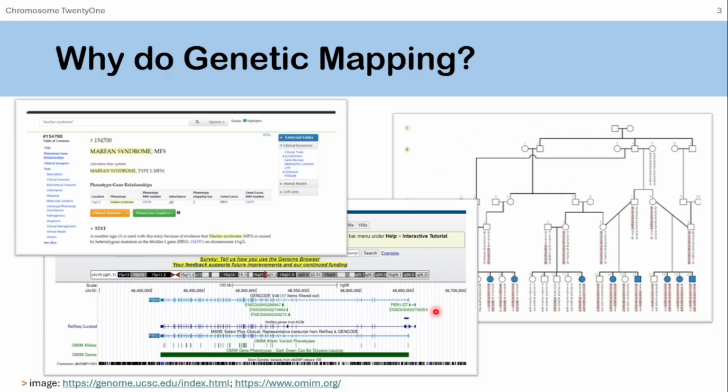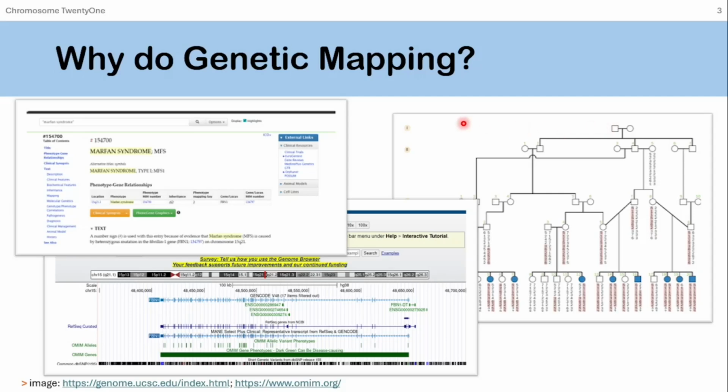And we also want to look into the inheritance patterns, or the inheritance of our disease or gene of interest within a family, from parents to progeny, and ultimately find out what is the causative element of that disease.